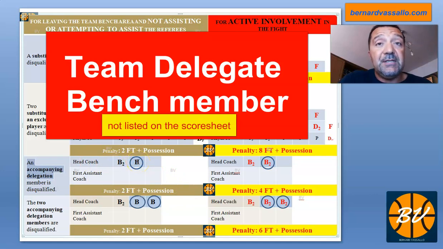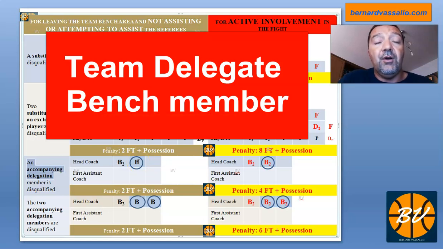a B which shows the disqualification of the additional delegation member on the bench. And as you could see, this B is circled. We would have to circle the B. What does that B circle mean? And I will explain that in a moment.